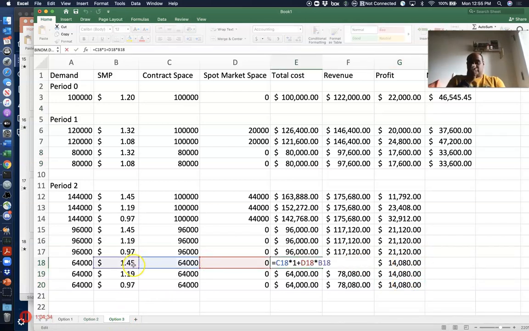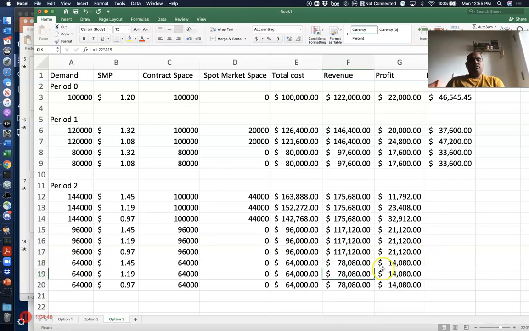So it's still contract spaces at $1, the non-contract spaces at whatever the spot market price is, and the revenue is the same. You're just multiplying the demand times $1.22, and then of course the difference. So in this case, you'll never make a loss in whatever possibility. The least profit that you'll make is 14,000. The highest profit that you can make in any scenario for that particular time period will be about 24,000. But you will never make a loss, and the net present value of profit is 46,545. And obviously, we should go with the flexible lease option, right?